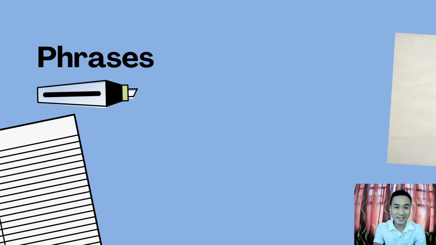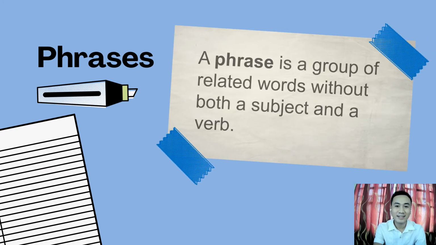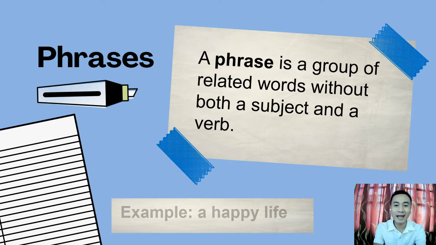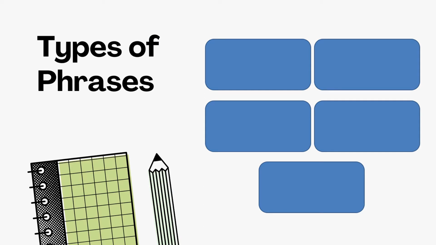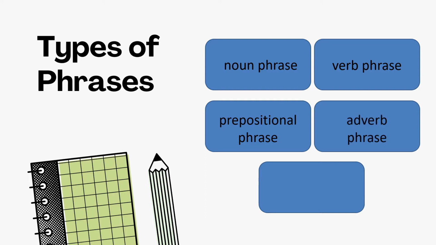Let's start with phrases. A phrase is a group of related words without both a subject and a verb. For example, a happy life. In this example of a phrase, have you seen both a subject and a verb? Definitely not. There are different types of phrases in the English language that we need to know. These are noun phrase, verb phrase, prepositional phrase, adverb phrase, and adjective phrase.